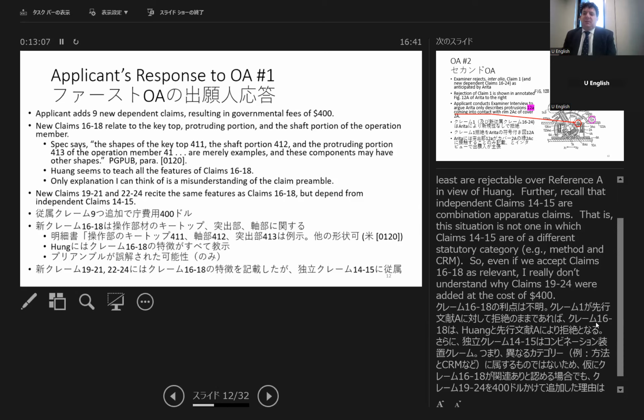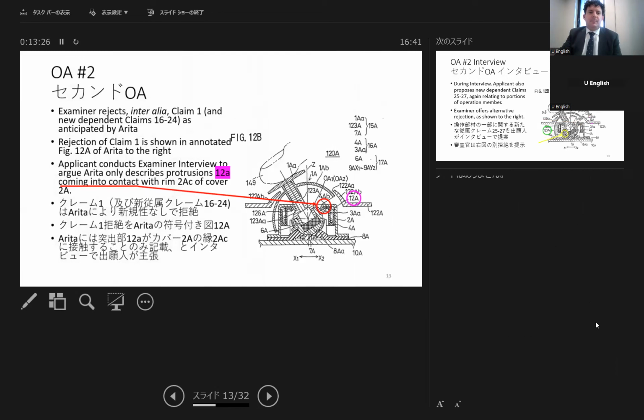And so even if we accept claims 16 through 18 as relevant, I'm not sure what value the applicant receives for claims 19 through 24, right? I mean, they mean the exact same thing as 16 through 18. The applicant receives a second office action from the examiner. Amended claim 1 is rejected as anticipated by Arita.